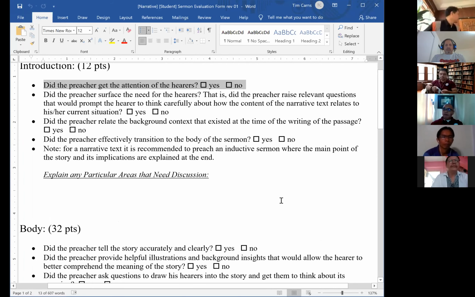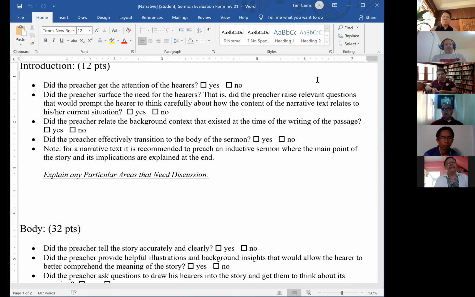This is very important, so you'll be evaluated on this. How well do you get the attention of the hearers? Obviously, there's some background noise. Make sure you guys are muted if you can. I'm getting some background noise, unless you have a question, of course. But starting off the sermon, getting the attention of the hearers is very important.